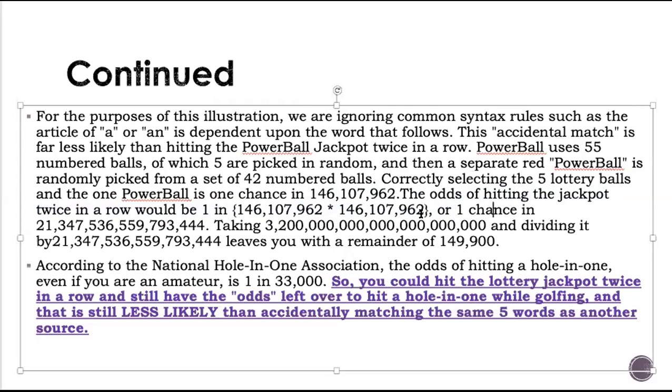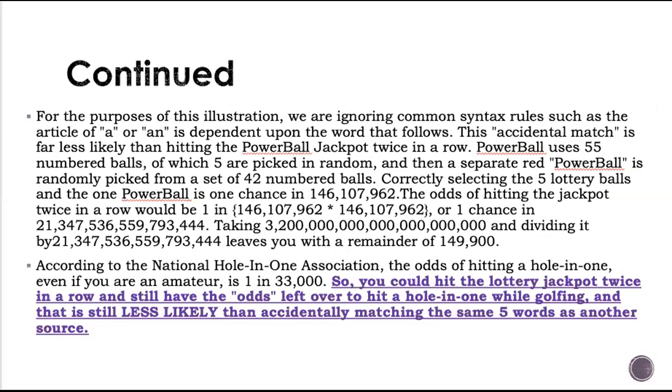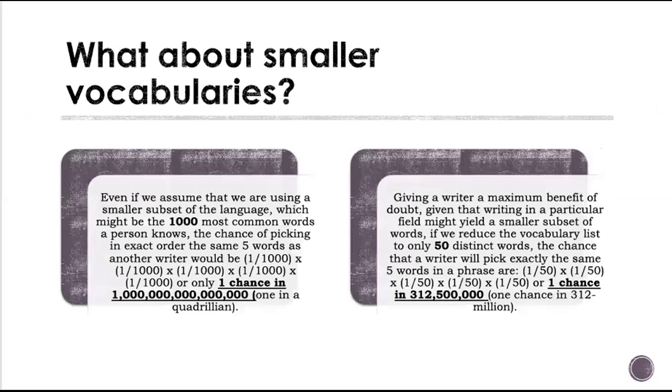So these numbers are pretty impressive. That leaves you with a remainder of 149,000. According to the National Hole-in-One Association, the odds of hitting a hole-in-one, even if you're an amateur, is 1 in 33,000. So you could hit the lottery jackpot twice in a row and still have the odds left over to hit a hole-in-one while golfing. And that is still more likely than accidentally matching the same 5 words as another source. So in other words, no.